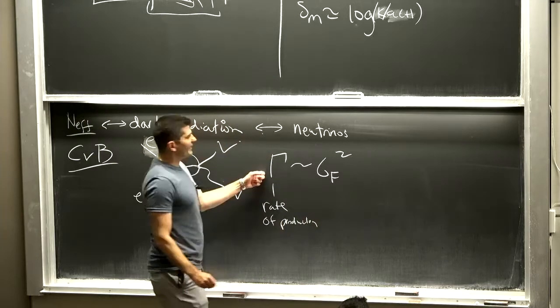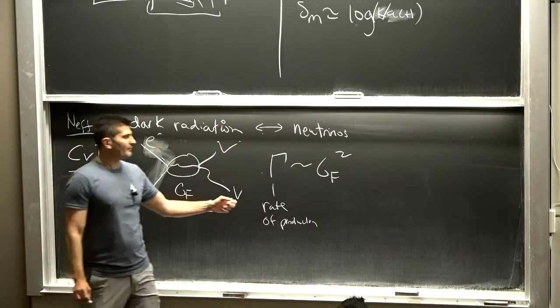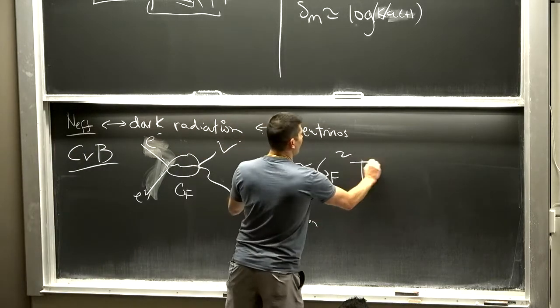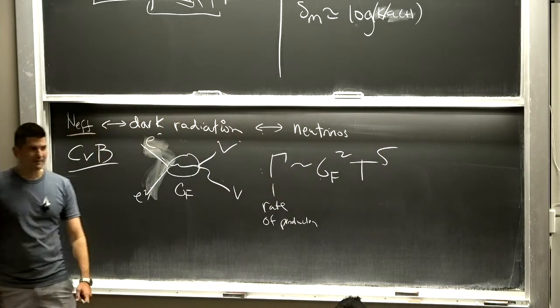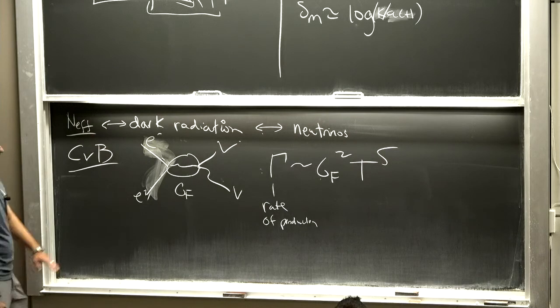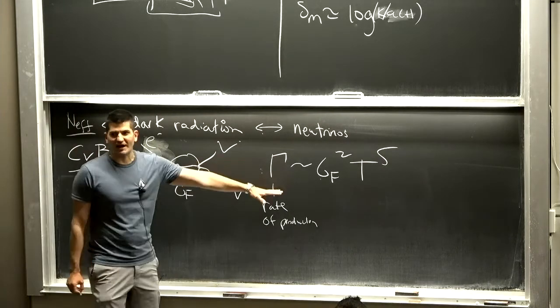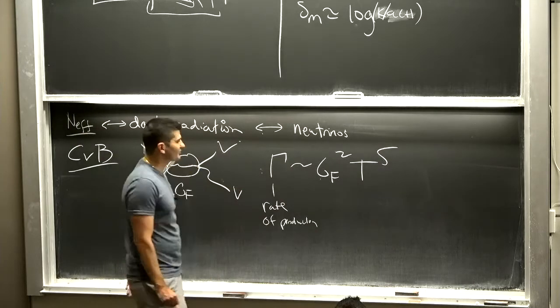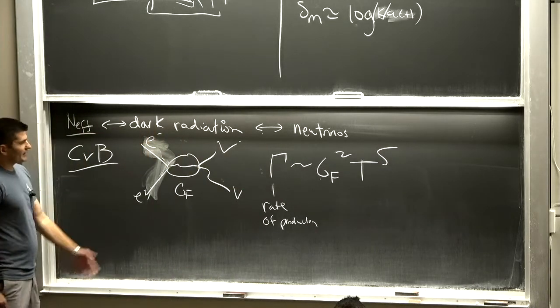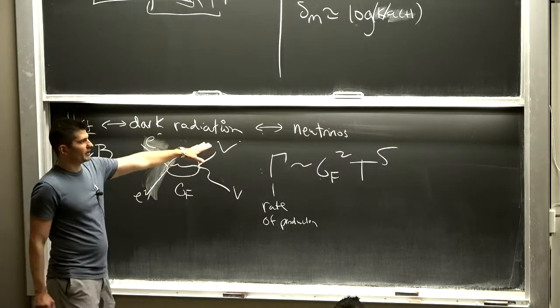A rate is like 1 over time. The only other thing in the problem is temperature. Rate has units of energy, so it had better be temperature to the 5th. I'm going to do all twiddles, because putting in 2's has no useful value. You'll get everything right without using 2's. So this is the rate at which we produce neutrinos.